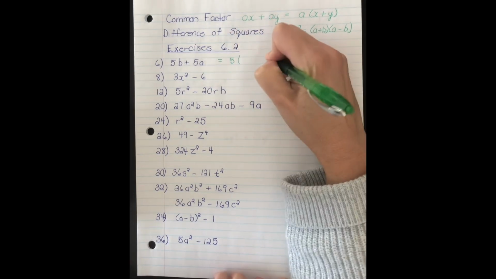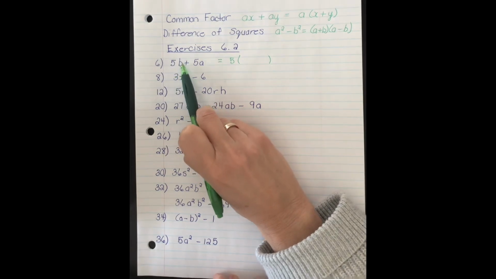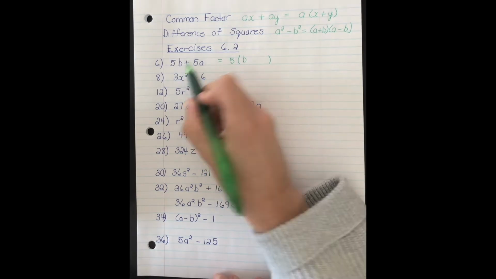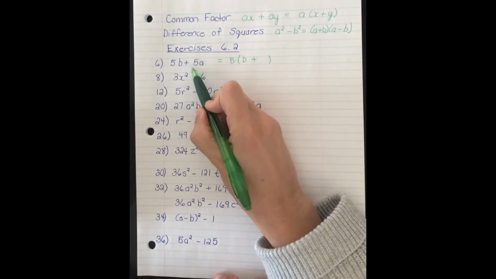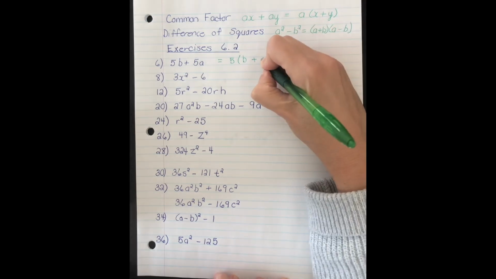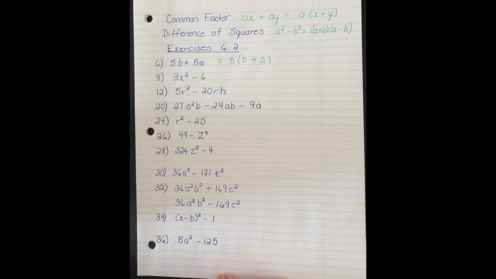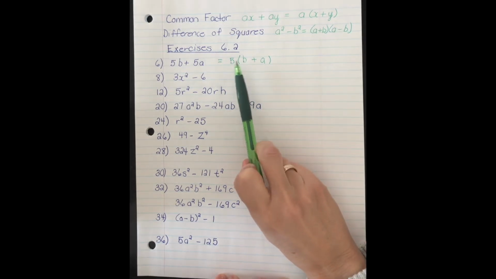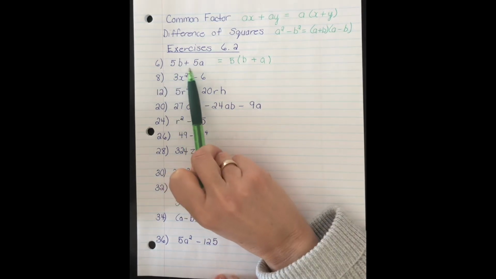They are both divisible by 5, and dividing 5b by 5 will leave us with b. Then you put the plus sign in the middle. Dividing 5a by 5 will leave you with a. So this is the factored expression. Of course, if you were going to use multiplication and open up that bracket, you would get this back.